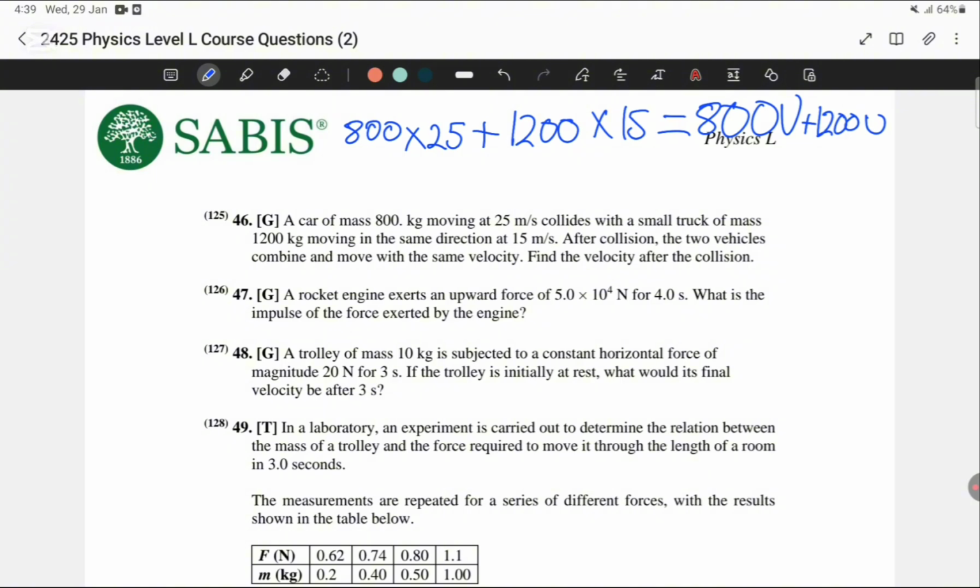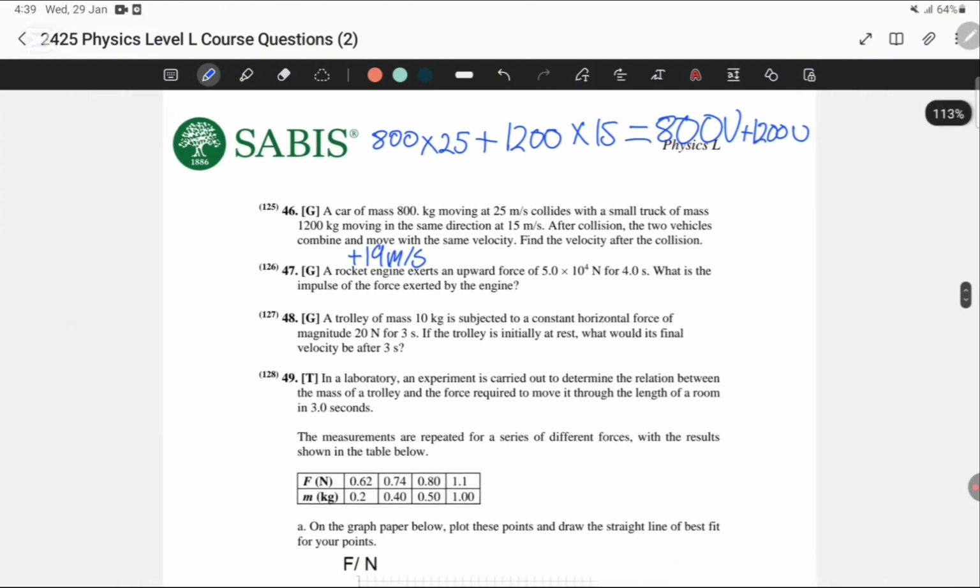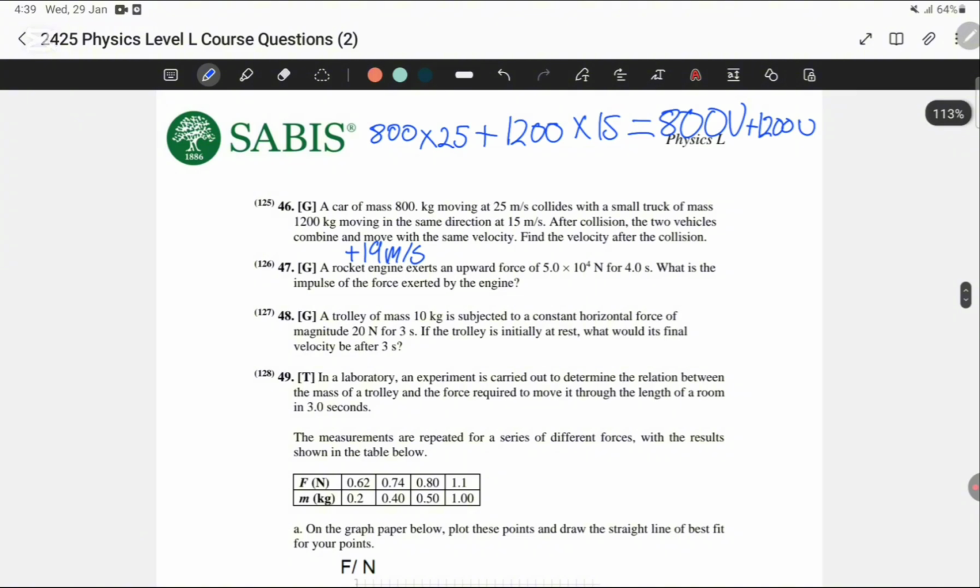So here we're gonna get the velocity is equal to 19 meters per second, and it's going to be in the positive sense. That's really important because they are both in the same direction. On to the next. So 47.